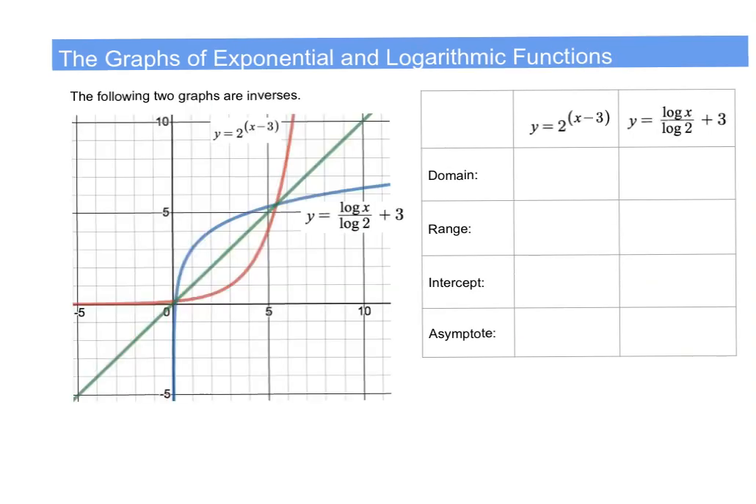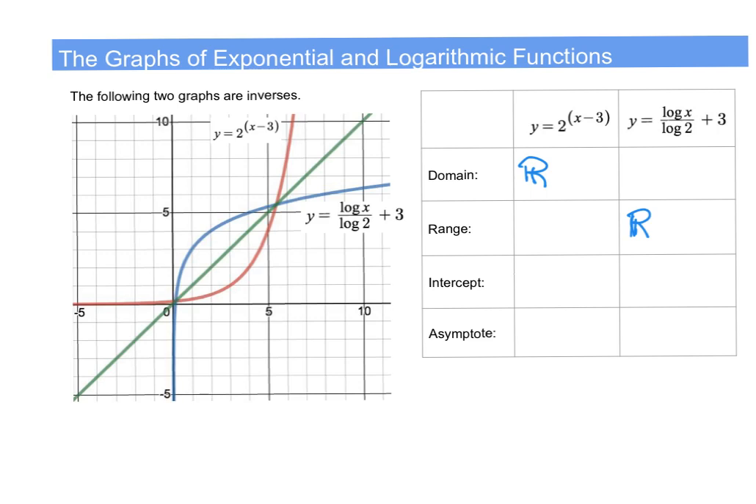So we have two graphs that are inverses right here. The first one is 2 to the x minus 3, and then I use properties of logarithms to find the equation of the inverse graph. In fact, I think we did this in 5.1c. So the domain of 2 to the x minus 3 is going to be all real numbers, which means the range of my log graph is going to be all real numbers.